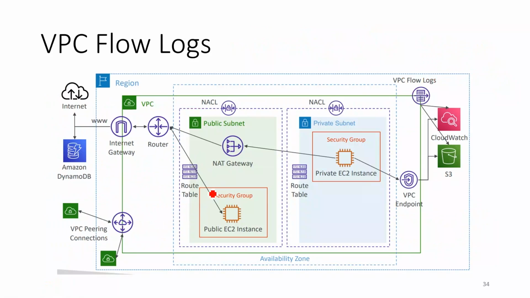In the diagram, basically the VPC flow logs are placed over here. You can just check the VPC flow logs to see what traffic goes in and out of your VPC, and you can transfer it to CloudWatch, transfer it to S3, and do whatever you want. All right, hope that makes sense.